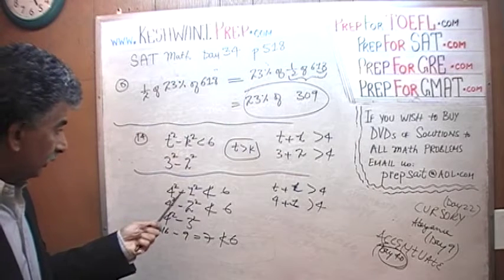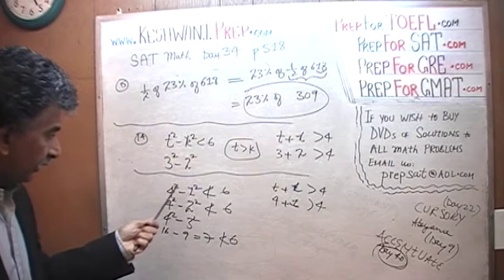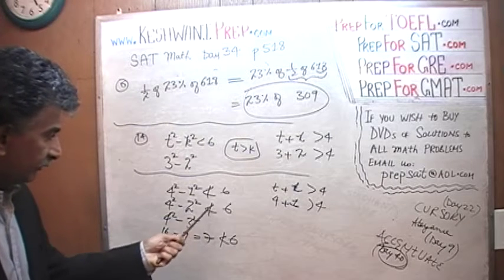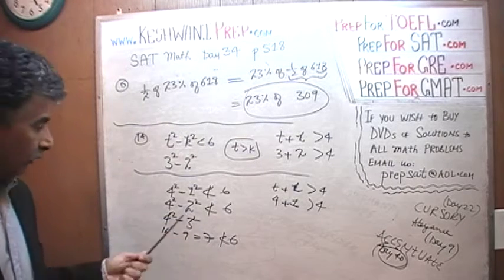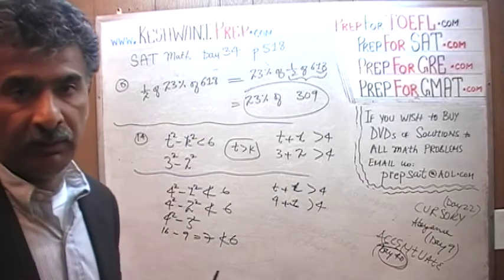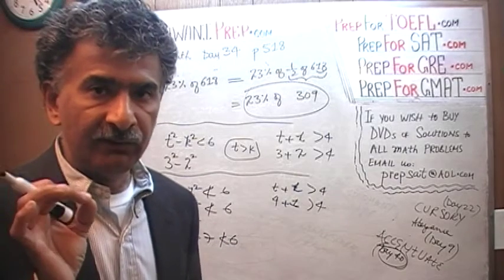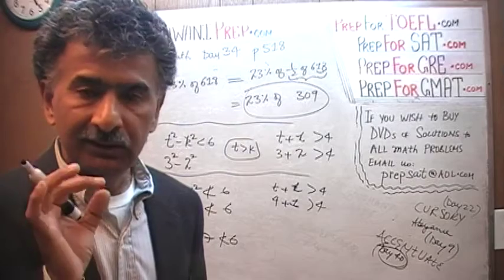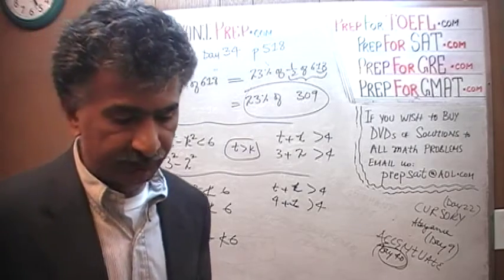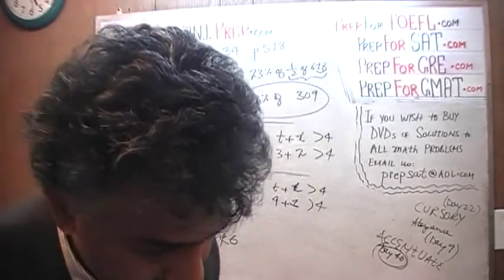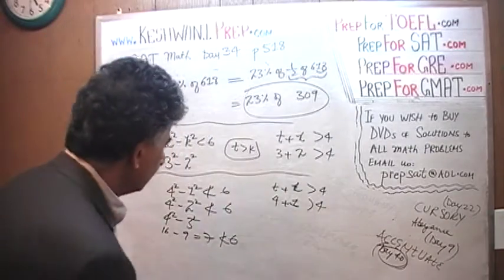When t is 4, the difference between the squares, t squared and k squared, is more than 6 in all the cases. So when t becomes 5, the difference is going to be even larger. It's not going to work. The answer is t equals 3 does the job beautifully. That's your answer. Answer is A. I'm sorry, answer is C.